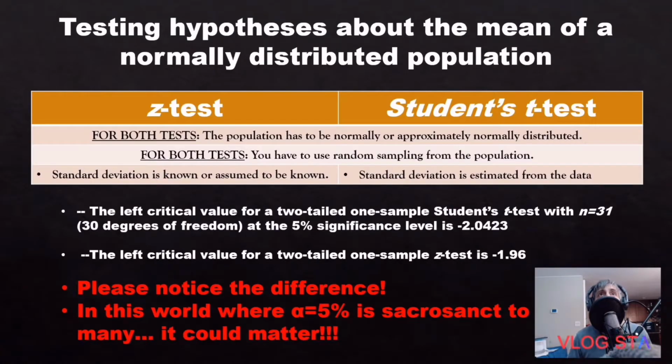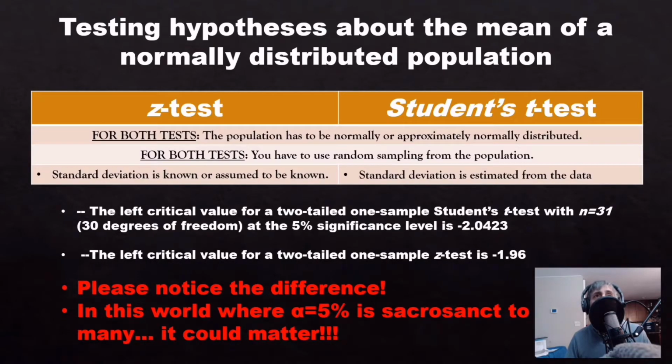We're testing hypotheses about the mean of a normally distributed population. We have the z-test and we have student's t-test. For both tests, the population has to be normally or approximately normally distributed. And for both tests, you have to use random sampling from the population. But for the z-test, the standard deviation is known or is assumed to be known. And for student's t-test, the standard deviation is estimated from the data. That's the difference, but it is a big difference.